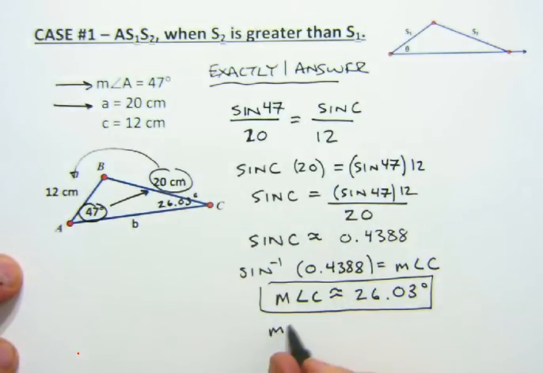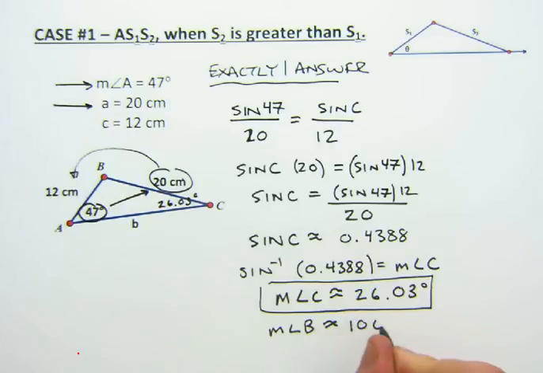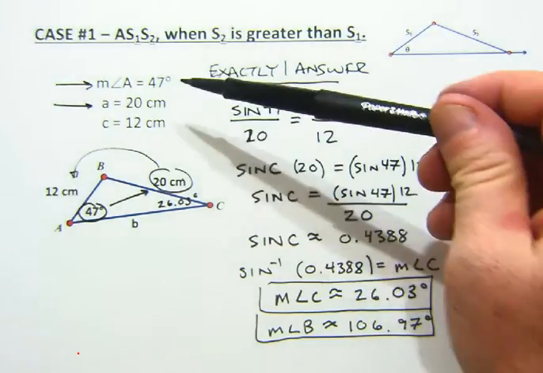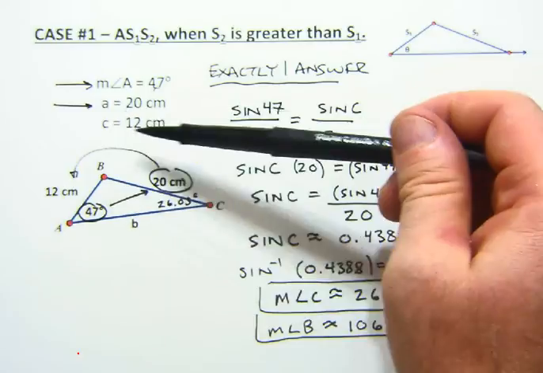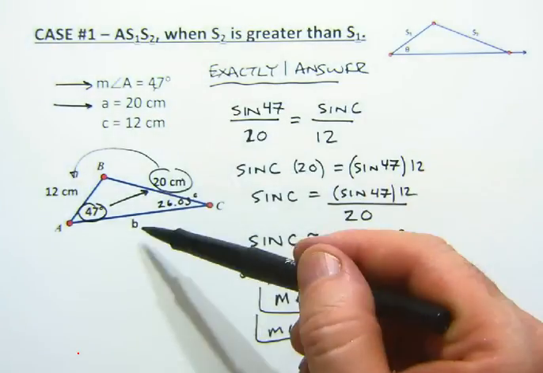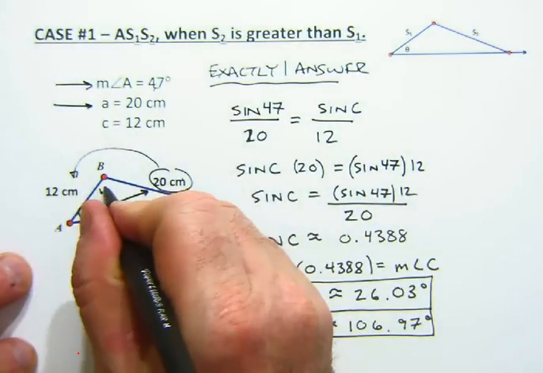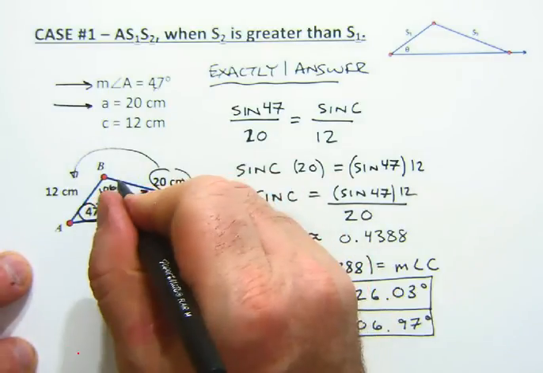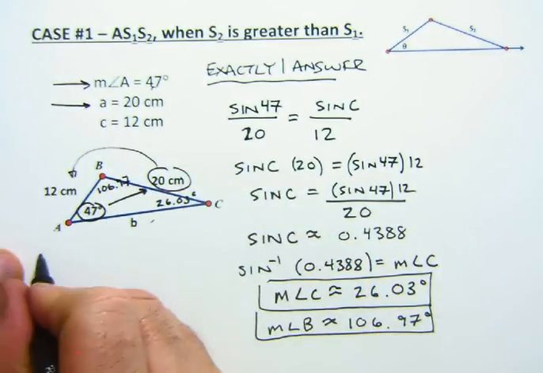I can actually also get angle B. Its value would be 180 minus the 47 minus the 26.03. And angle B would come out to be about 106.97. I have all of the information. I have A and C. The only thing I'm missing is side B. So with knowing that this is 106.97, I can solve for B.